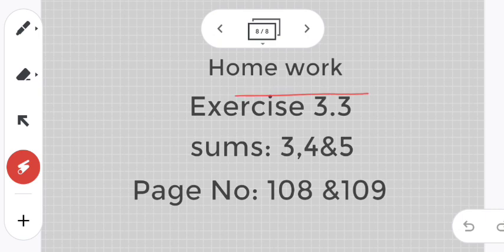Okay, now homework is exercise 3.3. That addition, subtraction and the problem solving, please complete it.